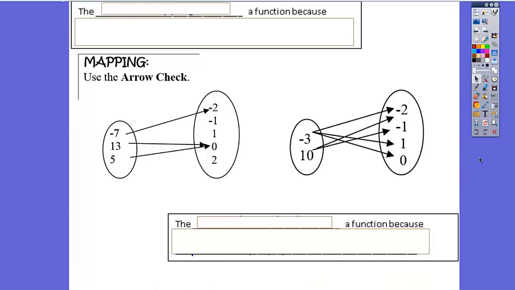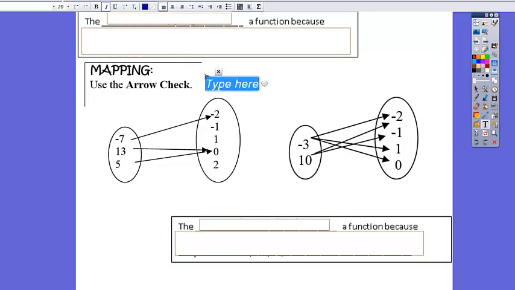Alright. We're going to do mapping diagrams. Y'all have never seen mapping diagrams, and it says for a mapping diagram, do the arrow check. I like to call the arrow check the Katniss and Peeta check. Katniss and Peeta. Have y'all seen the Hunger Games movies? Maybe. So this is what I like to think about.